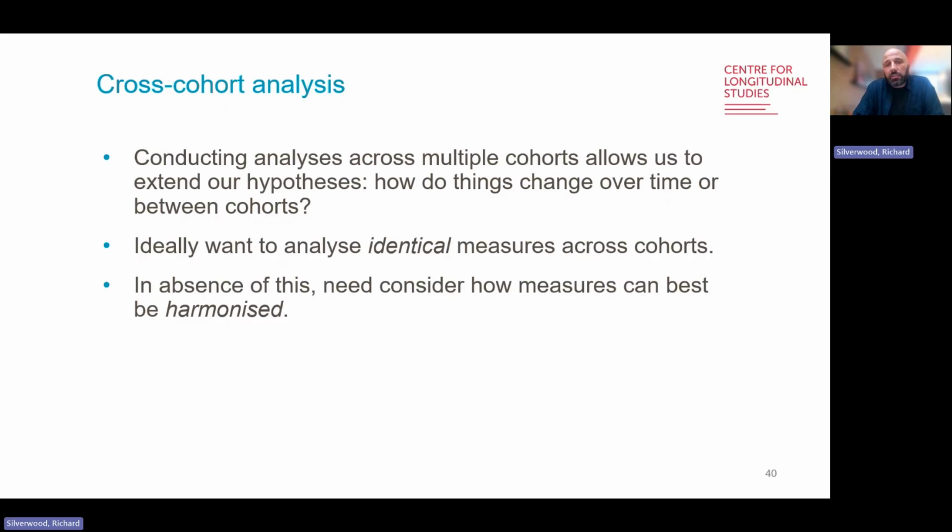So if we're trying to undertake this sort of endeavor, combining data across different cohorts, ideally we would want to analyze identical measures across cohorts. Sometimes this is possible when we're combining data from cohorts that we're running ourselves, and we can prospectively try and ensure that the measures that we use are as similar as possible across cohorts. If this isn't the case, if we're using older data or data from different places, we need to consider how measures can be best harmonized. So how can we perform some manipulation of the data in advance to make these measurements as comparable as possible between the cohorts?